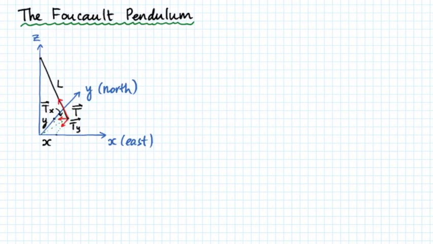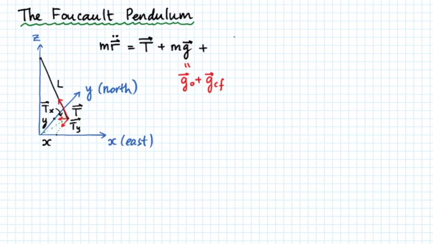Since we are working in the rotating reference frame of the Earth, we can write mass times acceleration as given by the tension force plus gravitational force, where gravitational force will include both gravity and the component due to the centrifugal motion of the Earth, plus Coriolis force, 2 times m times velocity cross omega, the angular velocity of the Earth.